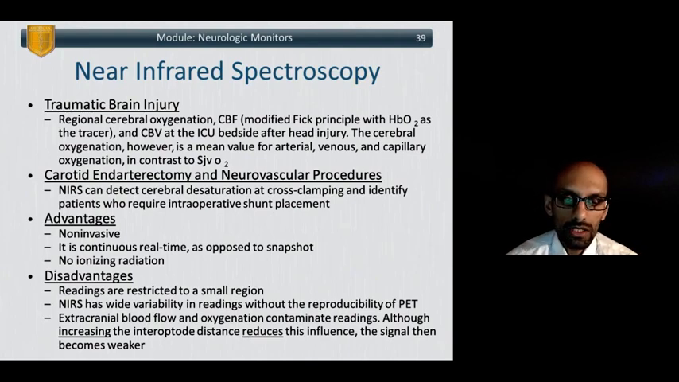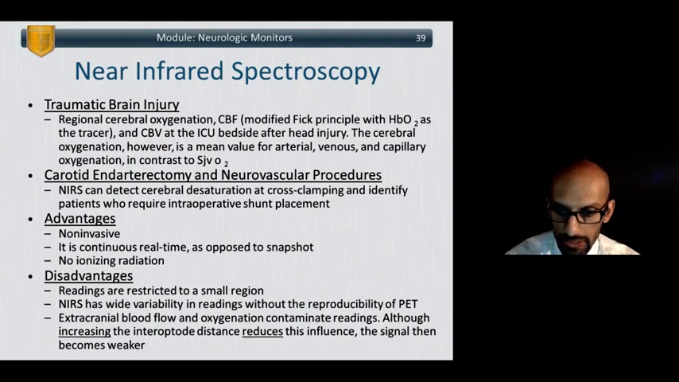Near-infrared spectroscopy has been used with traumatic brain injury, during carotid endarterectomy, and in neurovascular procedures. The advantages are it's non-invasive, it's continuous in real time, and there's no ionizing radiation involved. The disadvantages: the readings are restricted to a very small region of the brain. So if you can't capture the region of interest, then you're not getting very useful information.